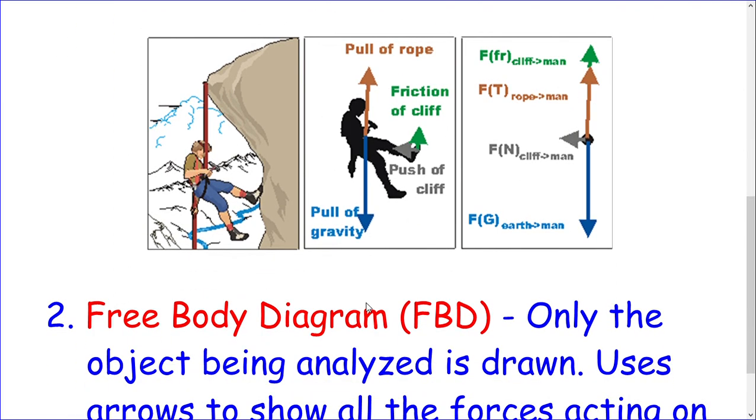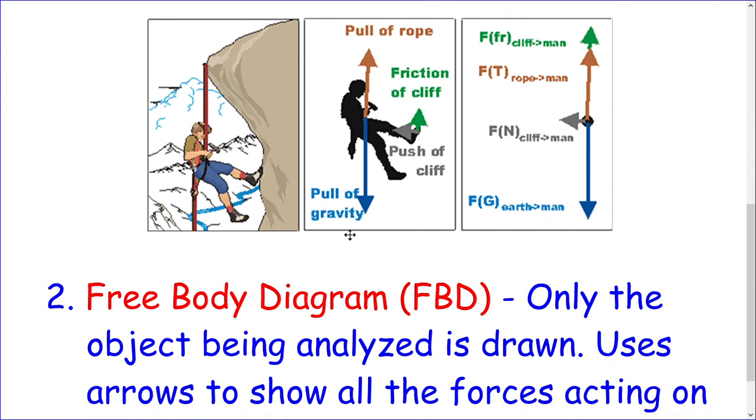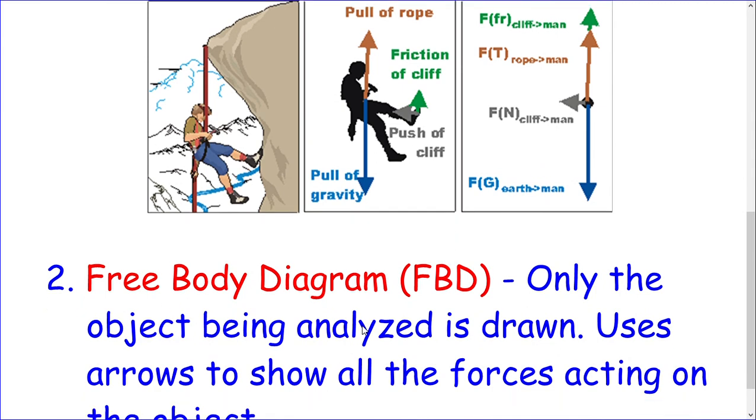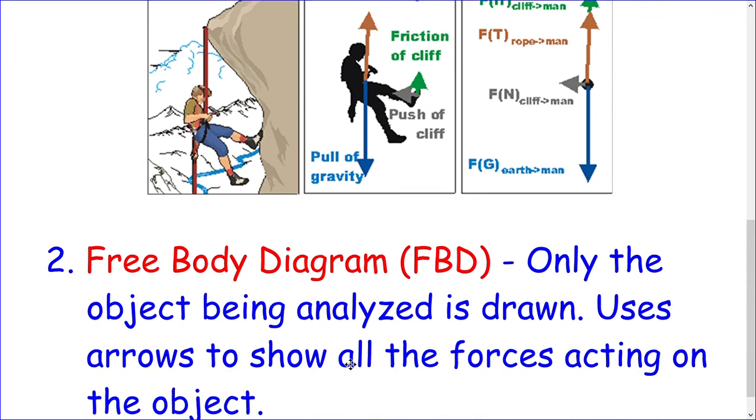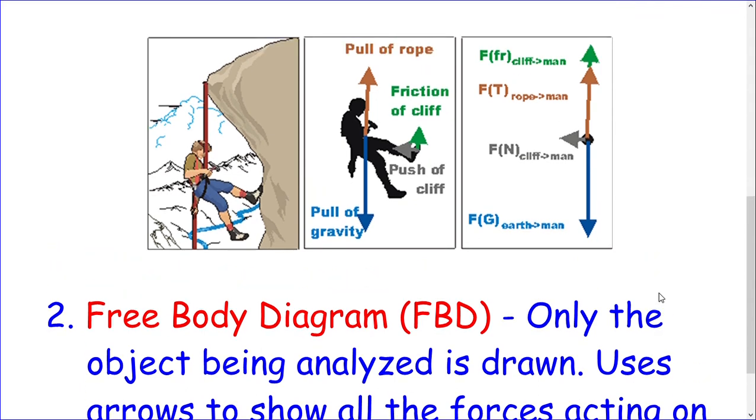Now the one on the right hand side here is a free body diagram, and these only use objects being analyzed. Keep in mind that vectors can move, so we could take all of these frictional forces and isolate them to one point. Only the object being analyzed is drawn. It uses arrows to show all the forces acting on the object. Notice here we have a central dot.